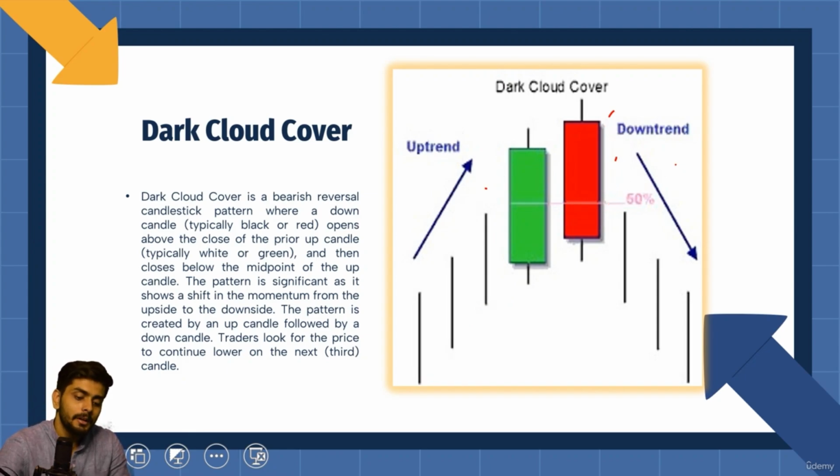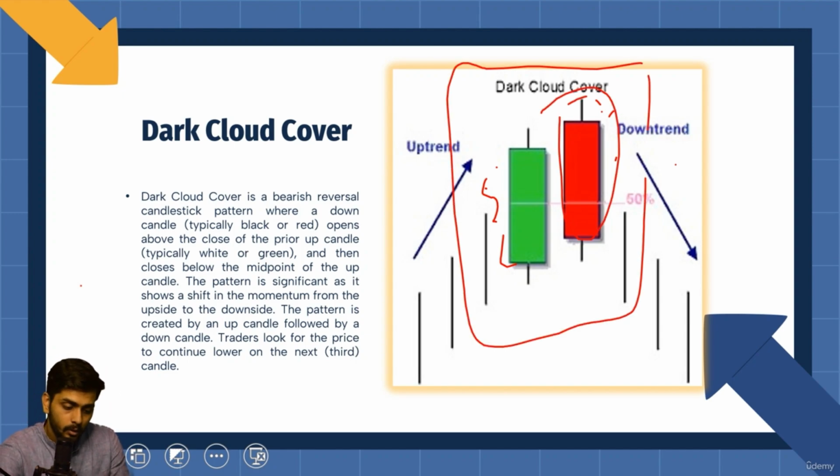So in an uptrend, if we get, in a proper uptrend, after a green candle, after a bullish candle, a bearish engulfing candle, that overall formation is known as dark cloud cover.